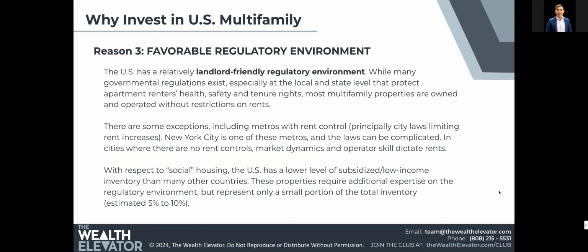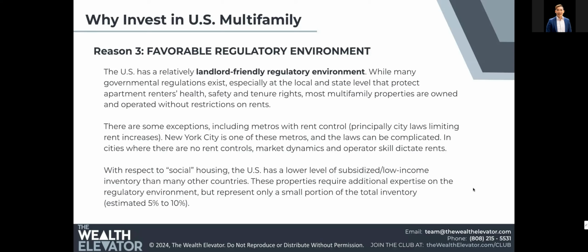Another reason, favorable regulatory environment. The United States has a good court system for the most part, as long as you stay out of California. This kind of helps us. Yeah, there are some municipalities out there that put rent control in, but again, we try to avoid those types of markets.